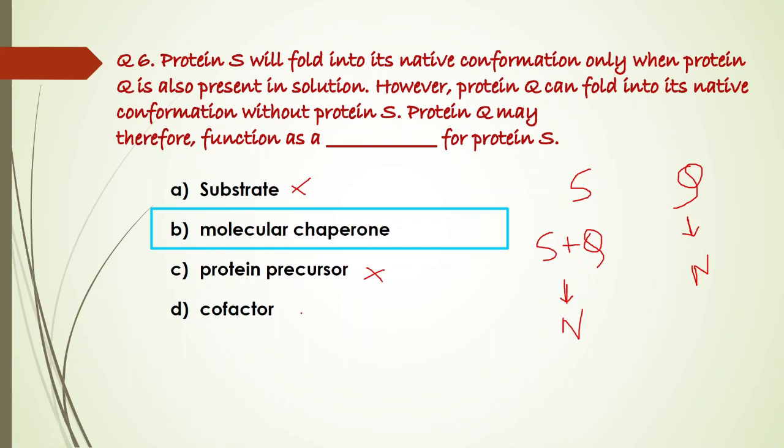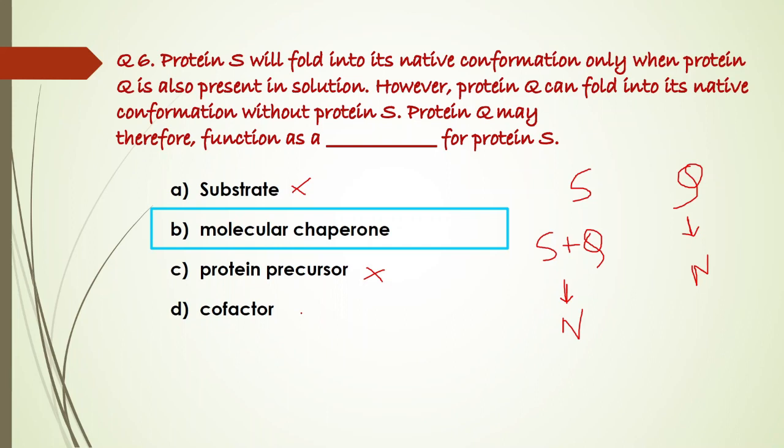The last one is a cofactor. Cofactors are basically non-protein things. They can be organic compounds or metal ions, which have the role of helping the enzyme in the catalysis process. They help the enzyme act as a catalyst, but they are non-protein organic compounds or metal ions like that.